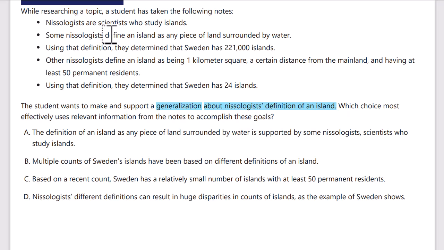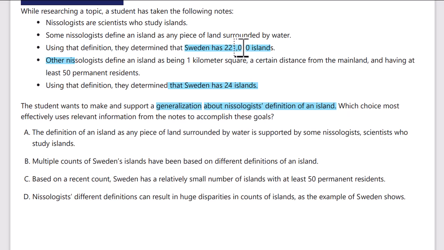Some knesologists define an island as any piece of land surrounded by water. Using that definition, they determine that Sweden has 221,000 islands. Other knesologists define an island as being 1 kilometer square, a certain distance from the mainland, and having at least 50 permanent residents. Using that definition, they determine that Sweden has 24 islands. Okay, so it looks like the knesologists' definition of an island determines how many islands there are, and that can vary depending on the definition. That's the generalization I get from this.